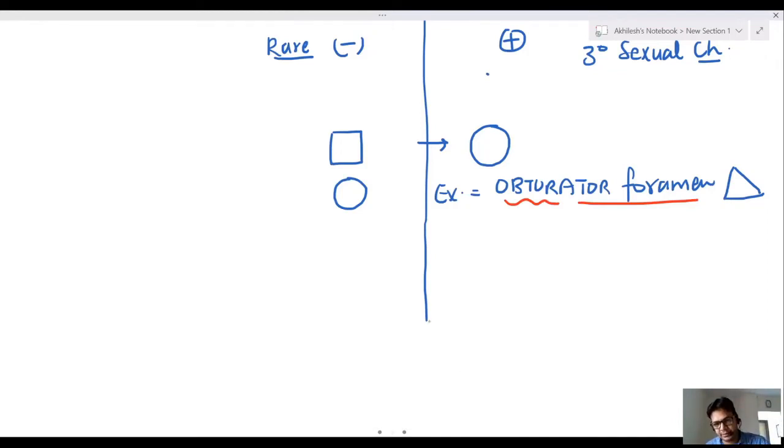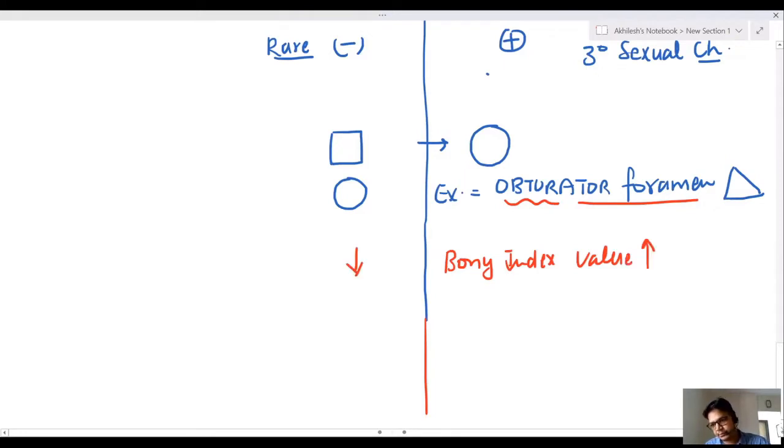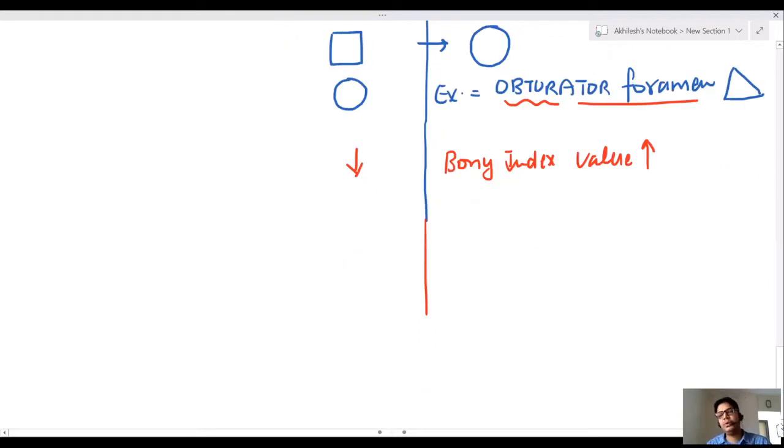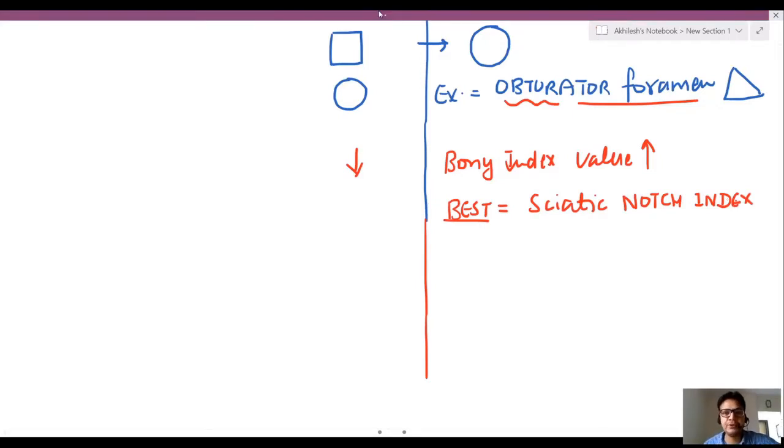Okay, this table is very important. All bony index values are more in female, less in male. Now this question comes, which is the best bony index? This is sciatic notch index. But sir, there is an exception.